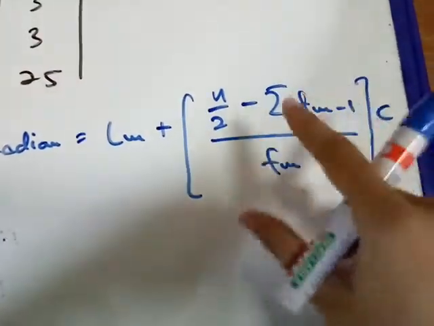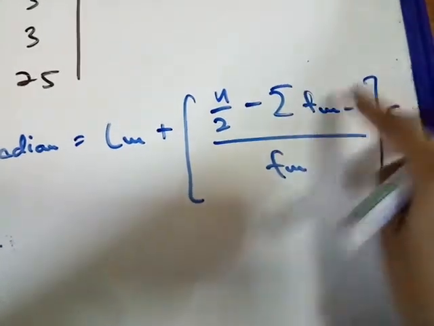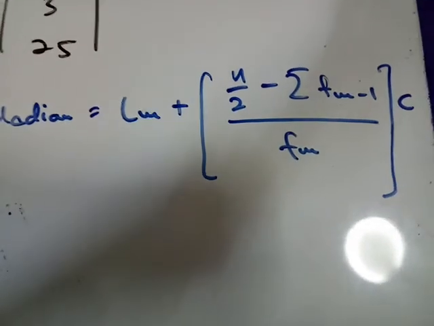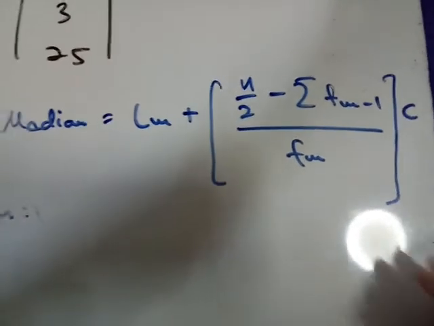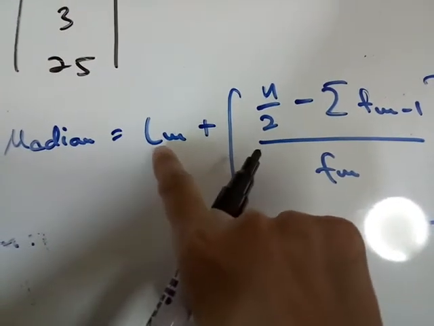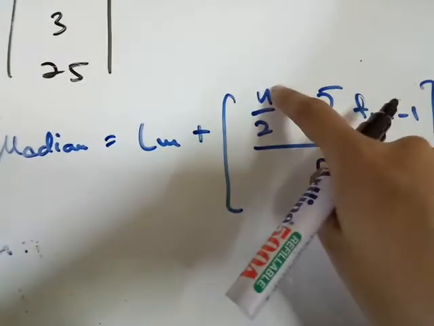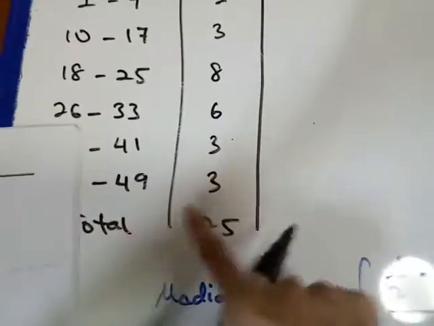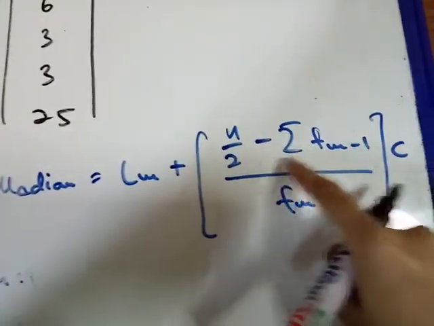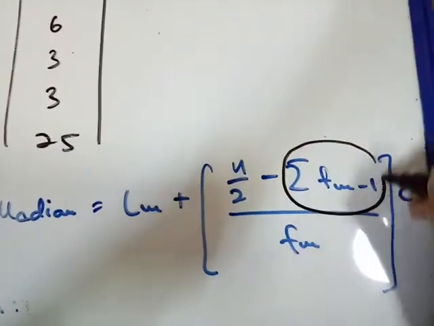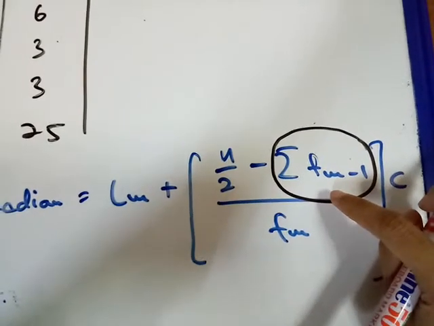Okay, kalau awak tengok dia agak complicated bahagian sini dengan bahagian bawah ni. Okay, so apa yang saya cuba untuk simplify kan. Saya nak cuba bagi awak faham. Okay, L of M ni adalah lower boundary for the median class. N divide 2, which is N ni adalah total frequency. Okay. Minus dengan yang ni adalah cumulative frequency before the median class.